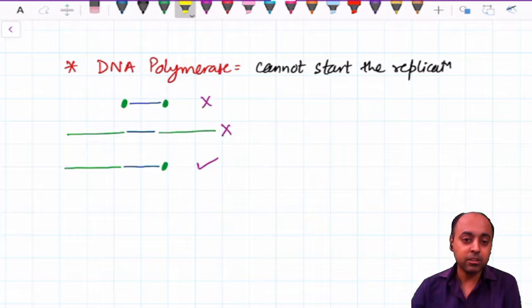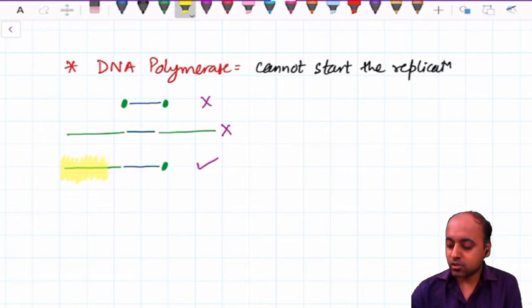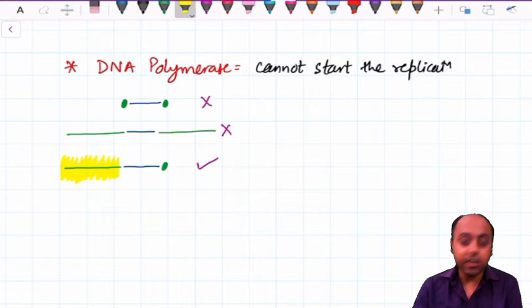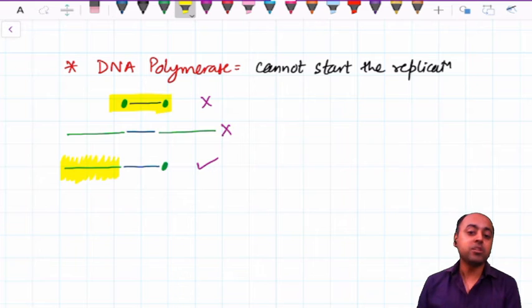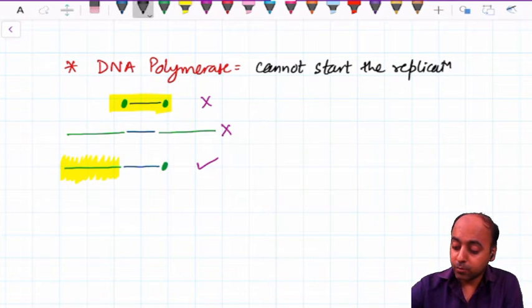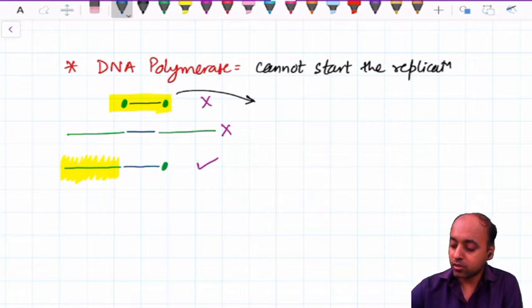So you see the problem here. To make this strand at some point in time, you will have to carry out this reaction, but the DNA polymerase cannot do this reaction. How do we carry out this reaction? Because the DNA polymerase cannot do this reaction, we are left with only one recourse, and that is RNA polymerase.